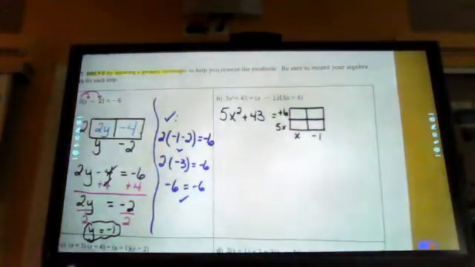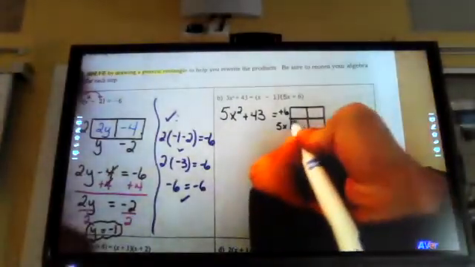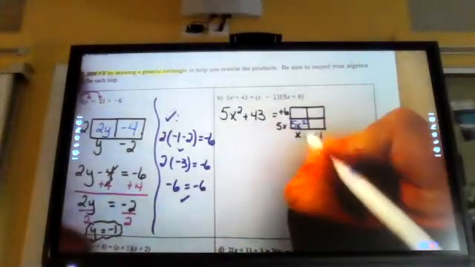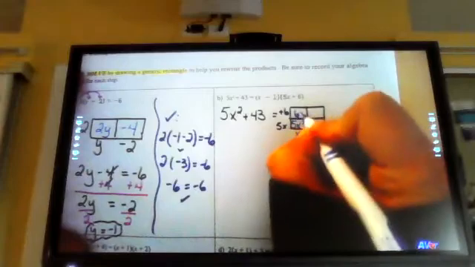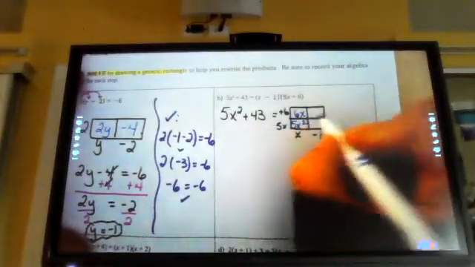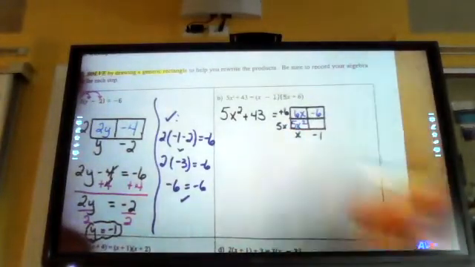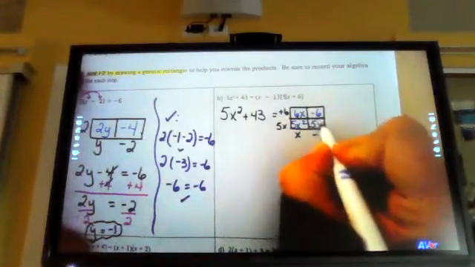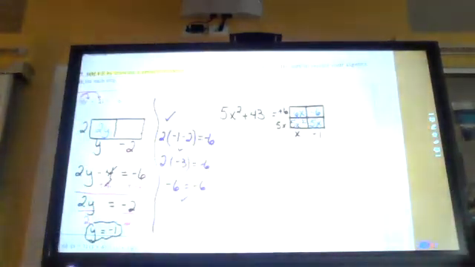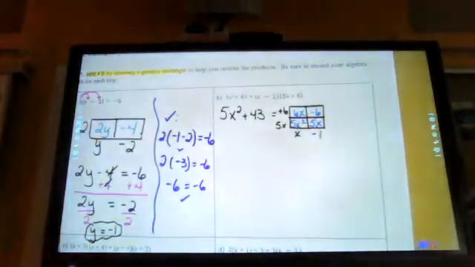Okay, so I have 5x times x gives me 5x squared. 6 times x gives me 6x. Negative 1 times 6 gives me negative 6. Negative 1 times 5x gives me 5x. Now remember, that's the reason we use our generic rectangles: to help us find the product quickly. It helps us organize our work and it helps us find all of the pieces.